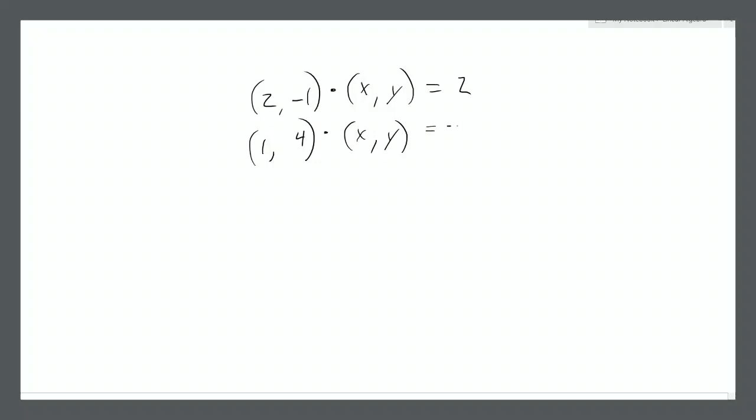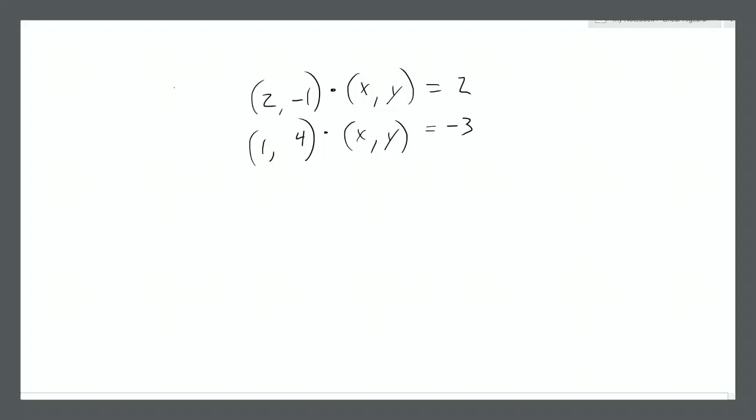Let's say (2, -1) dot (x, y) equals 2, and (1, 4) dot (x, y) equals -3. So we have two equations here. Okay, let's rewrite them in a way more familiar to us.